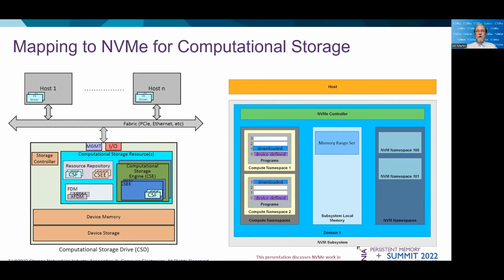So taking these two models, putting them side by side, how do these things stack up and work together? First off, we have the fact that the computational storage engine is equivalent to the compute namespace, which is a namespace that contains one or more physical or logical compute engines. Next, we have the CSFs that are defined in SNIA. These correlate to the programs that are in each compute namespace.